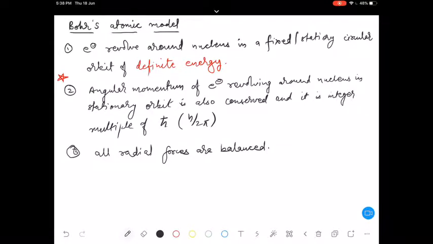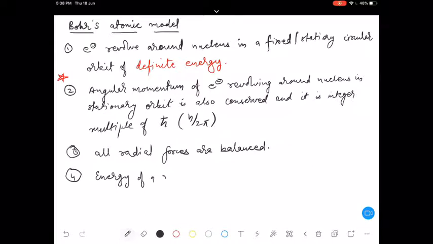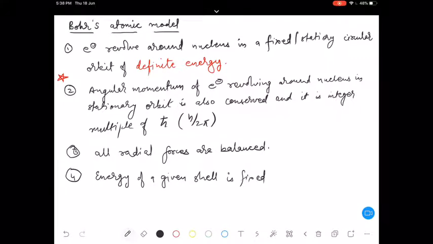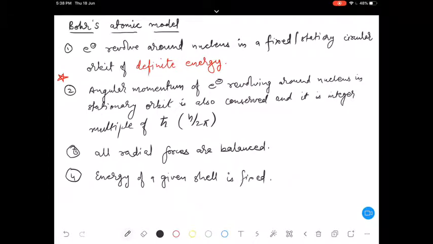Then what we can say, energy of a given shell is fixed. Energy of a given shell is fixed, which means the energy of the electron revolving around the nucleus in that shell has got fixed energy. Okay, fixed for a given shell or orbit.